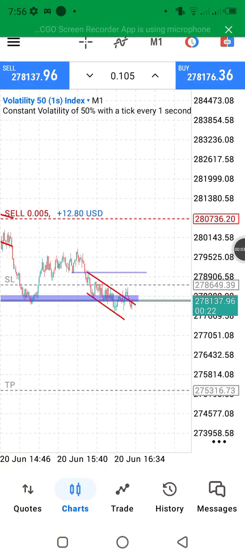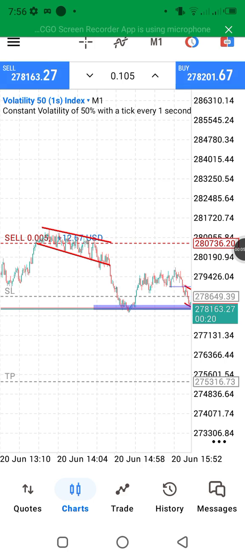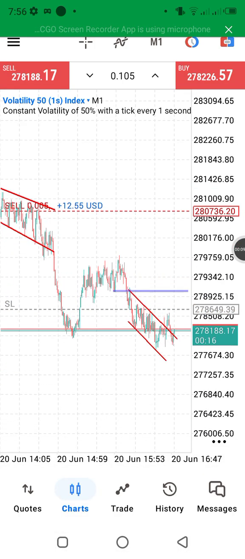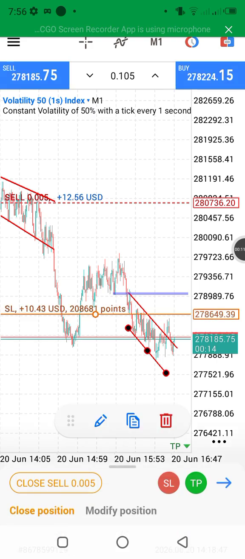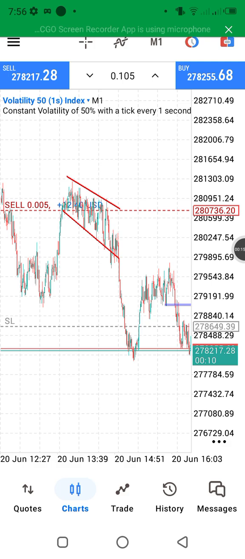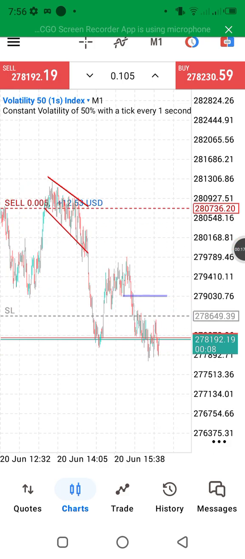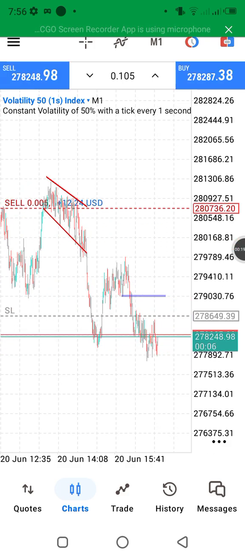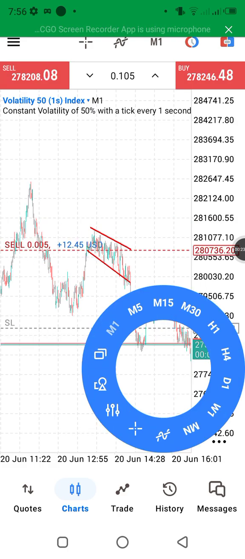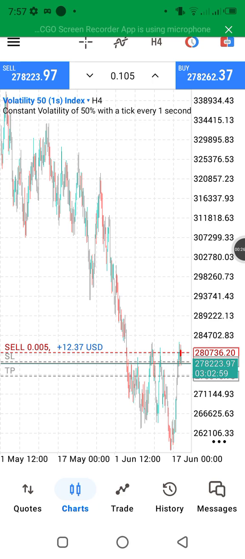So, welcome back, boys. Today I had a good setup here on Volatility 51S. This was a sell setup that I got by simply following one of the two rules that I told you previously. So, first of all, on the H1 or the H4, whatever high time frame you want, you want to look at the general trend.